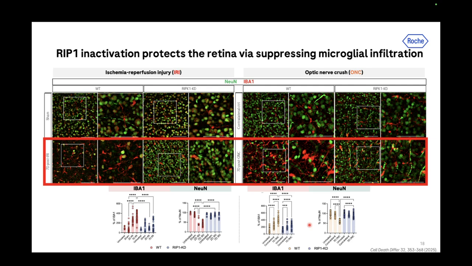Also, quantification confirmed that microglia counts in the RGC layer are significantly lower in RIP1 kinase-dead mice compared to wild type across both models. So this result suggests that RIP1 kinase activity is a key upstream regulator of microglia activation and infiltration, and its inhibition directly reduces inflammation where it matters the most, which is the RGC layer in the retina.